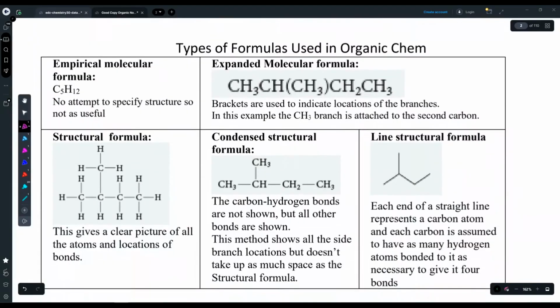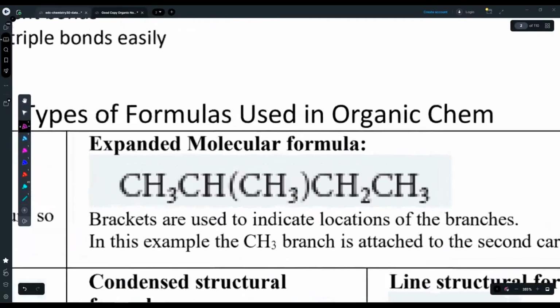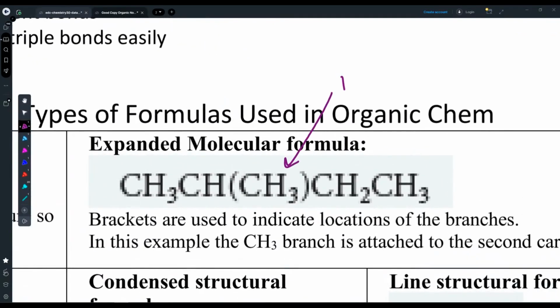But these first two are not super helpful in being able to show the structures of these compounds. So that's why these last three are going to be focused on when we are dealing with drawing structures of compounds. Before I move on, let's just make a note. I said this out loud, I just didn't write it. That is a branch.